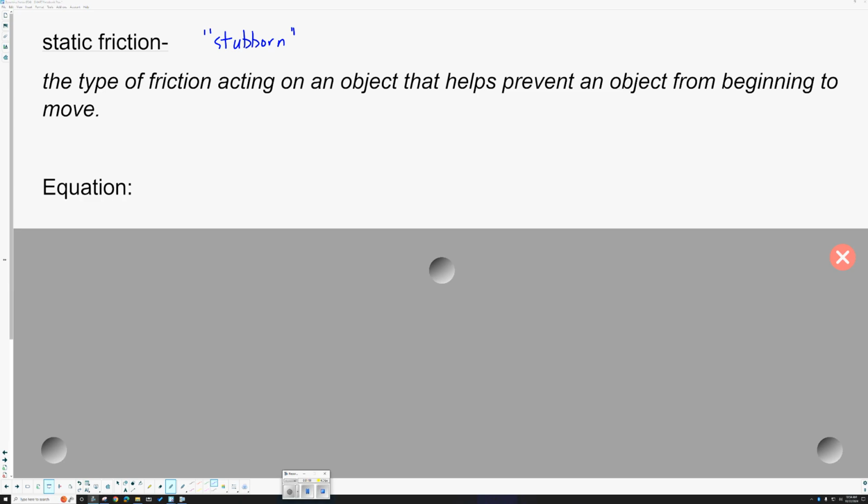Right now, this desk is at rest. I'm going to push on this desk with a force of 2 newtons. Guess what? Desk doesn't move. That must mean that static friction pushed back with 2 newtons. Now I'm going to push on this desk with a force of 10 newtons. Guess what? Desk didn't move. That means that static friction pushed back with a force of 10 newtons. I'm going to push on this desk with a force of 20 newtons. Guess what? Desk didn't move. That means that static friction was pushing back with 20 newtons.